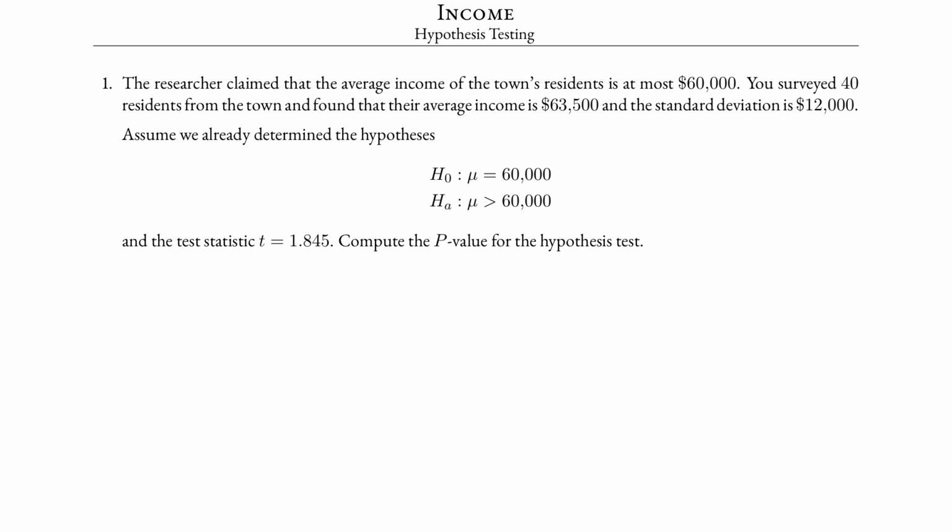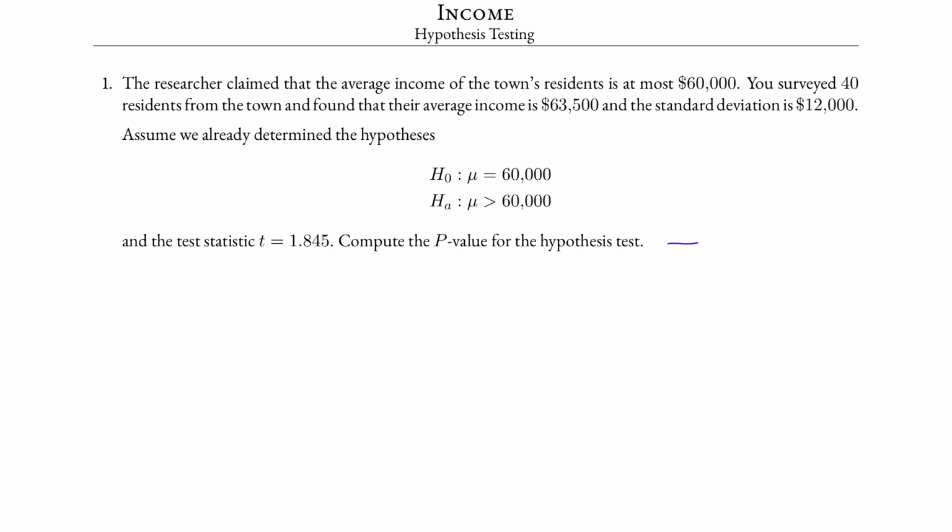The null hypothesis is mu equals 60,000 and the alternative hypothesis is mu greater than 60,000, and we also determined the test statistic t equals 1.845. Compute the p-value for the hypothesis test. We established that this is a t-test for the population mean.